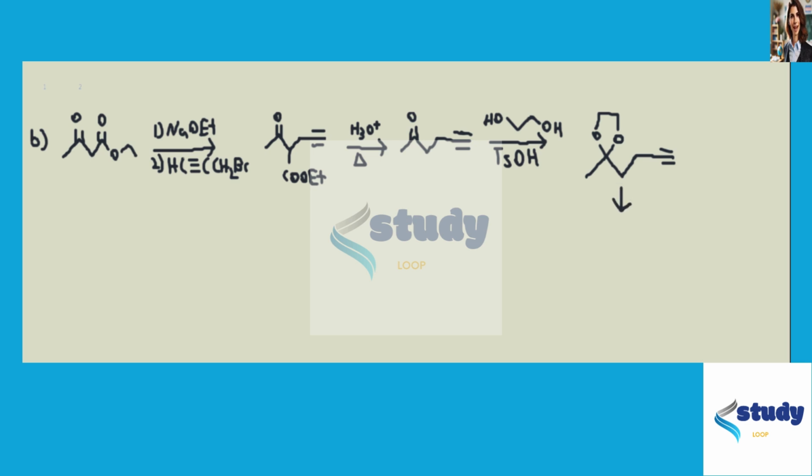Now we can deprotonate our triple bond and make an acetylide type ion. Sodium hydride will accomplish that. And then we can use methyl iodide to add the one more carbon that we need there.